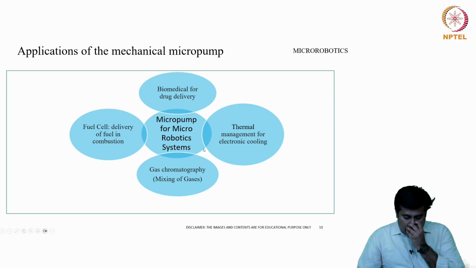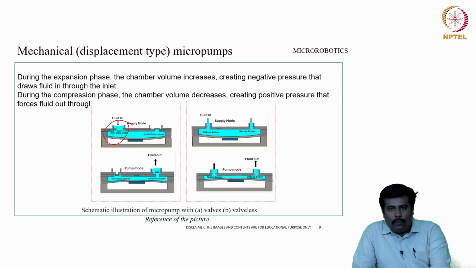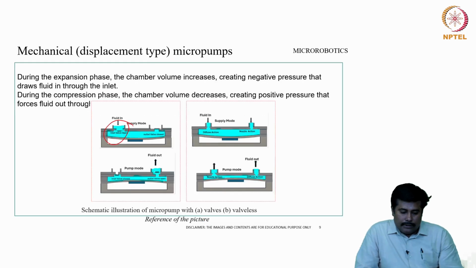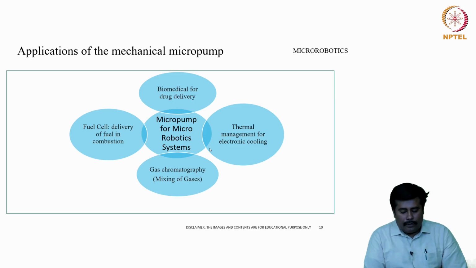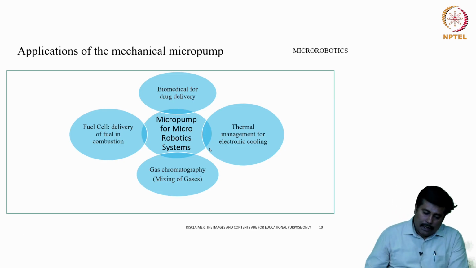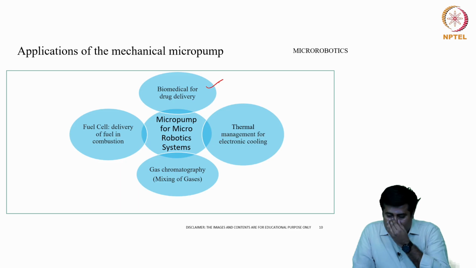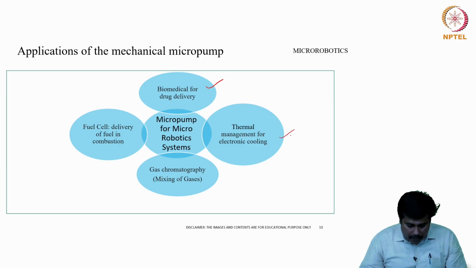Okay. Now let us see some of the key applications of these pumps. This is an overall idealized configuration of a pump. One is with reference to absorbing mode and dispensing mode, the other is with reference to valve and valveless. From an application point of view, the first application is targeted drug delivery for biomedical applications. It can reach a particular point and disperse a drug for immediate relief. Then we have thermal management for electronic cooling.